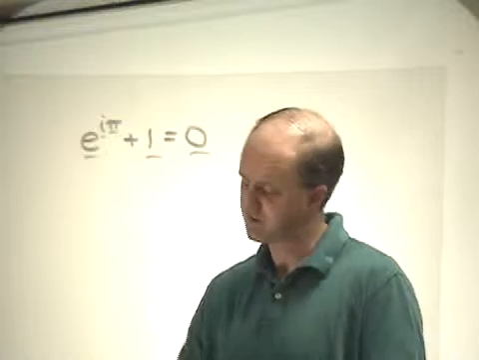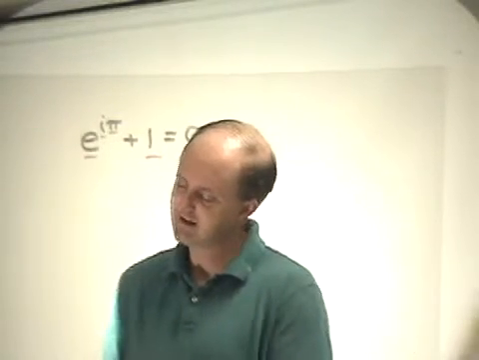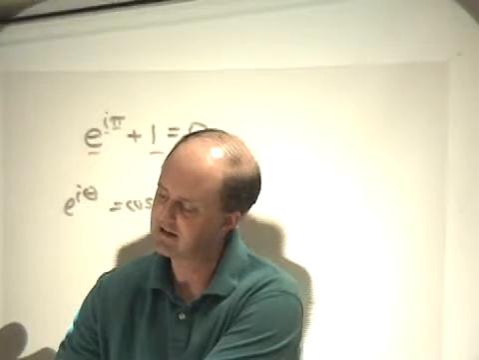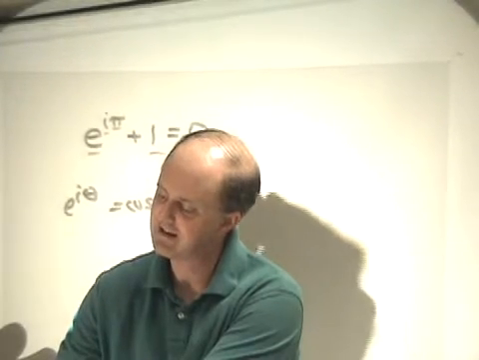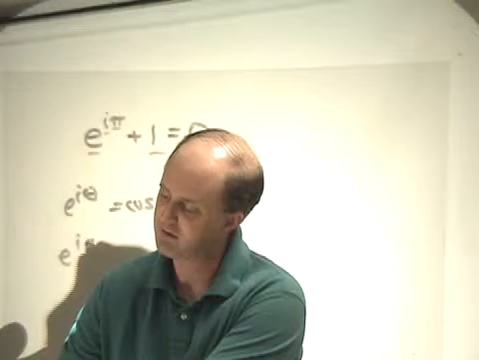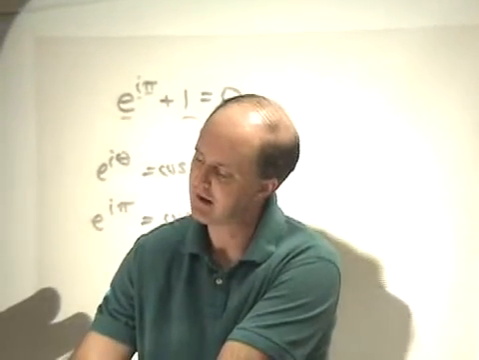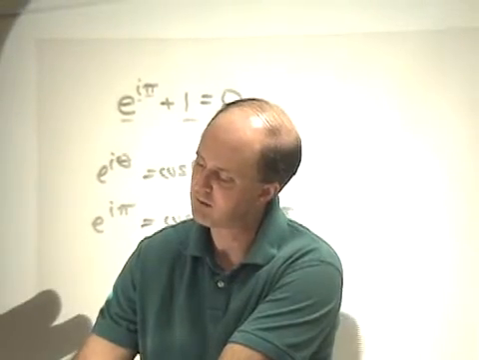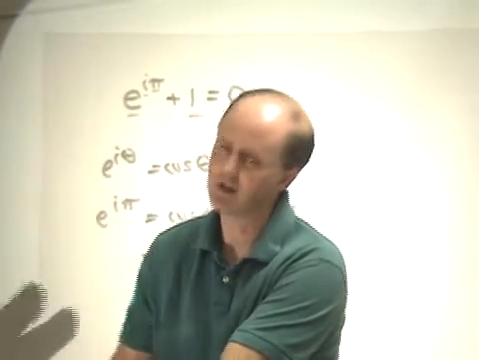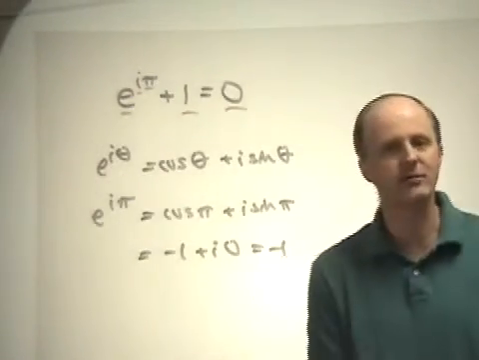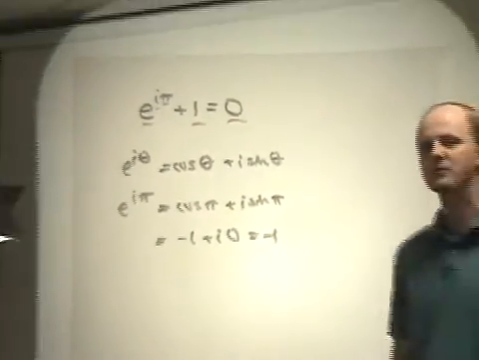Where does it come from? It comes from Euler's formula. E to the i theta equals cos theta plus i sine theta. If you replace theta with pi, you get cosine pi plus i sine pi, or negative 1 plus i times 0, which is negative 1, and then you just add a 1 to both sides of the equation. In another video, I will derive Euler's formula for you.